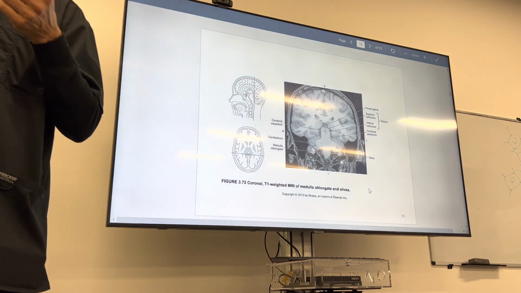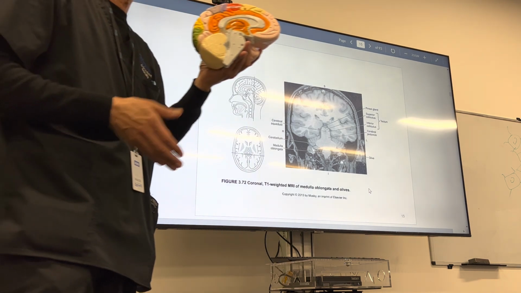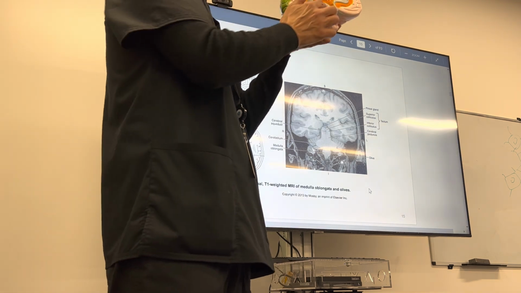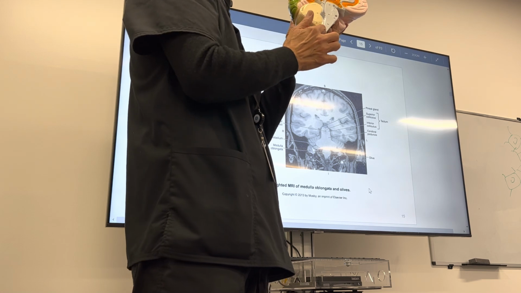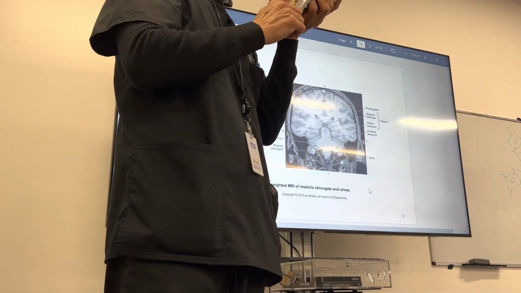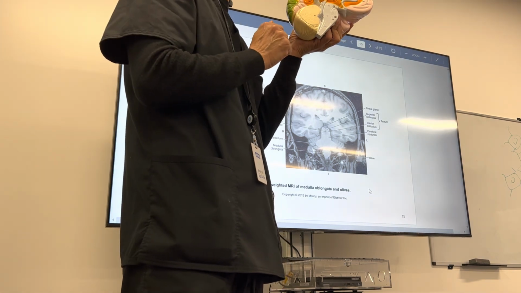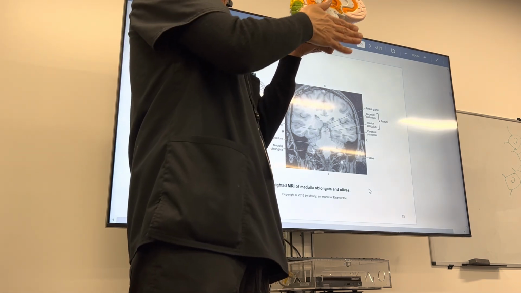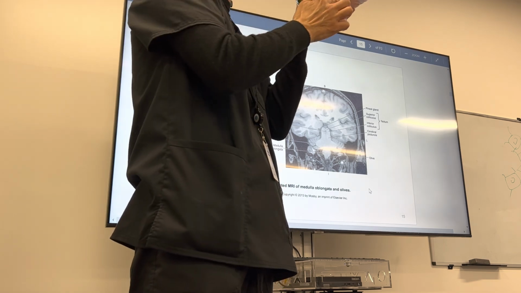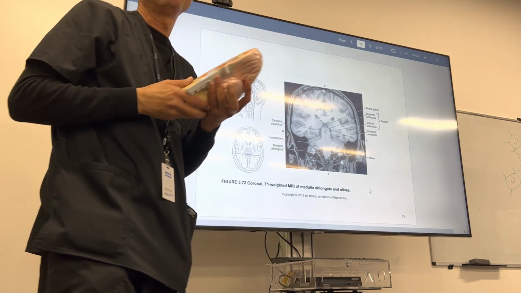So only in a sagittal cut like this can we see the whole entire structure of the brainstem. In axial, we see only one of the above. In coronal, also one of the above. So when I cut only sagittal or mid-sagittal, you will see all of the above. Okay?